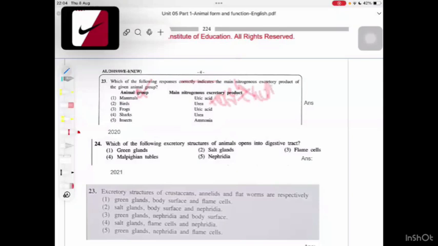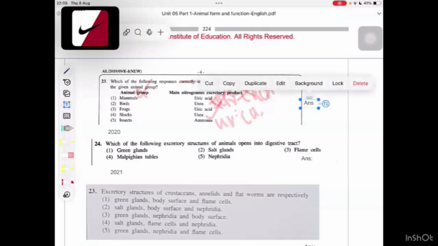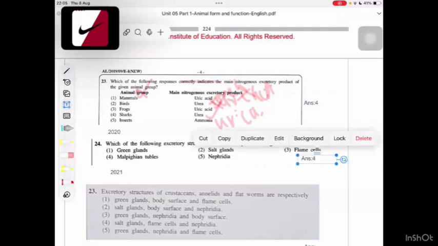Then frogs. Frogs are amphibians, right? Amphibians means terrestrial, right? That means we learned that aquatic amphibians excrete ammonia, but terrestrial amphibians excrete urea. Therefore, this is also wrong. Sharks, urea, that is correct. Insects, not ammonia. Insects, uric acid, right? Therefore, the correct answer is the fourth one, right? Correct answer is the fourth one. Okay. Now let's go for the next question.